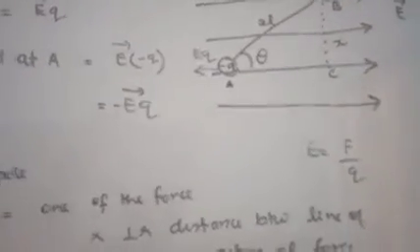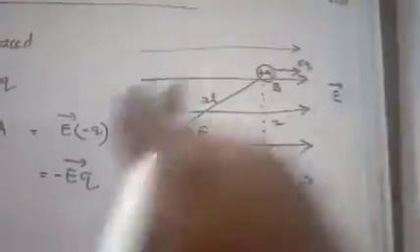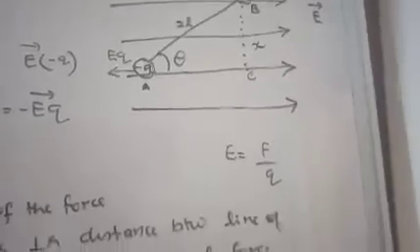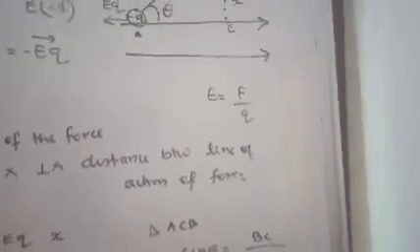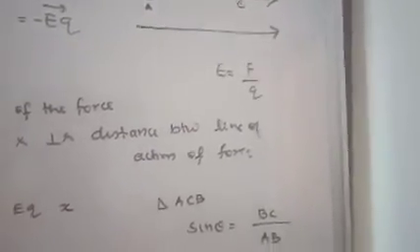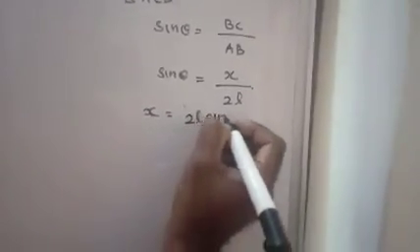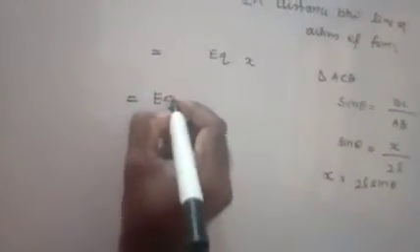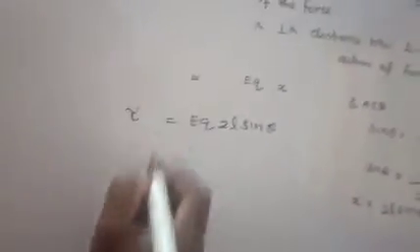So from the figure you consider triangle ACB. From triangle ACB, what is sin theta? Sin theta is opposite by hypotenuse. Opposite is our x. Hypotenuse is 2l. So x equal to 2l sin theta. So our equation for torque becomes qE into 2l sin theta.